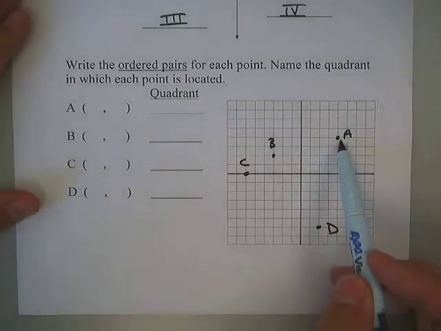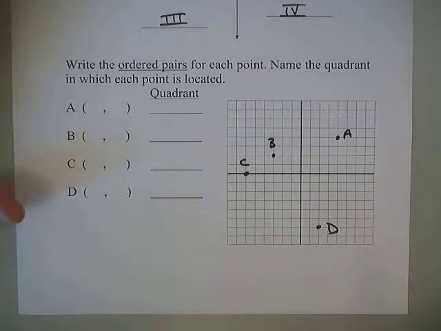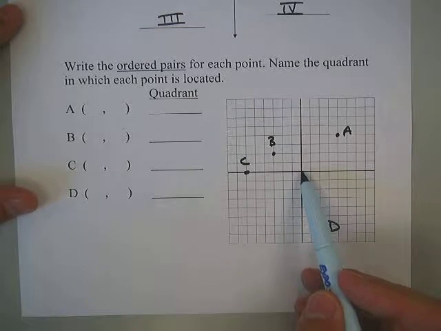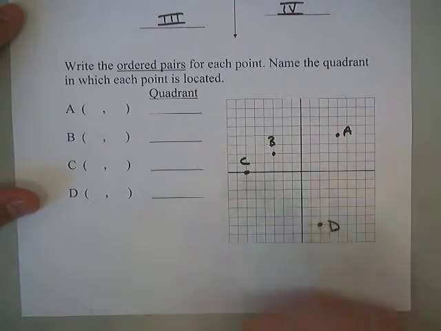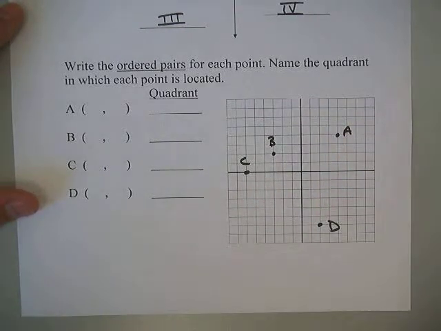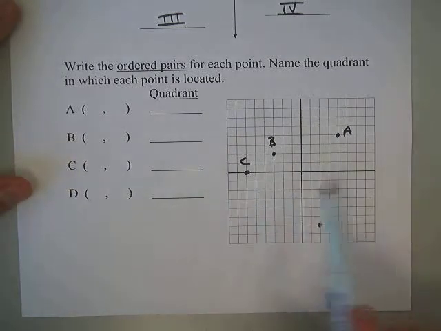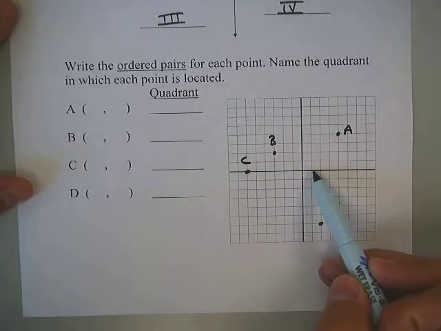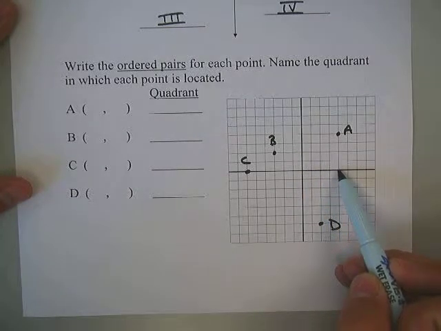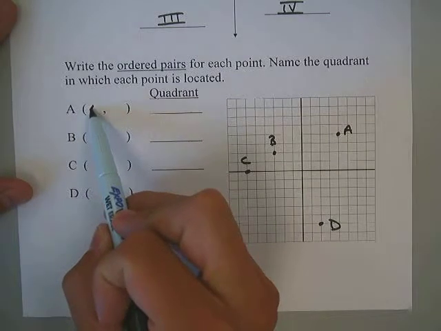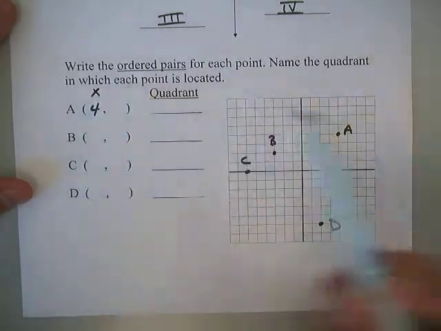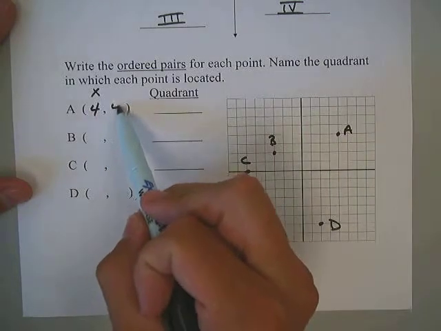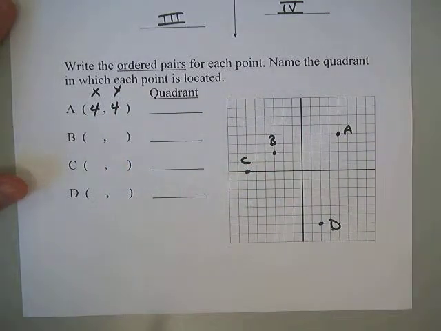So let's look at point A here. The way you identify points is you start at the origin, meaning the beginning. You talk about how far left or right you have to go, and then how far up or down. The first number, when you talk about left and right, is what we call the x-coordinate. So if I'm going to go over 1, 2, 3, 4, for point A, the x-coordinate would be 4, and then I'd go up 1, 2, 3, 4 again. That'd be my y-coordinate.